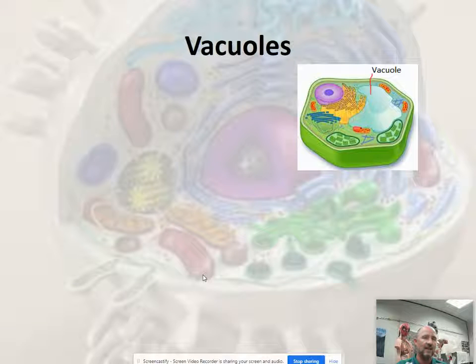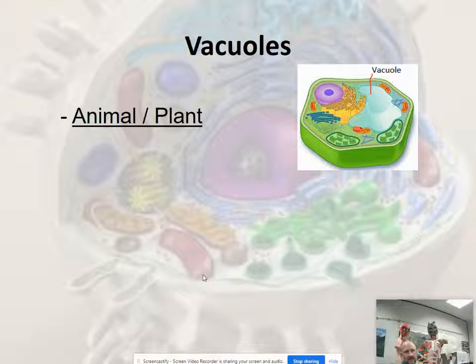That leads us to one of our last two organelles. So this is going to be a much shorter lecture. We have our vacuoles. These are found in animals and plants, but mostly found in plants. You rarely find them in plants.